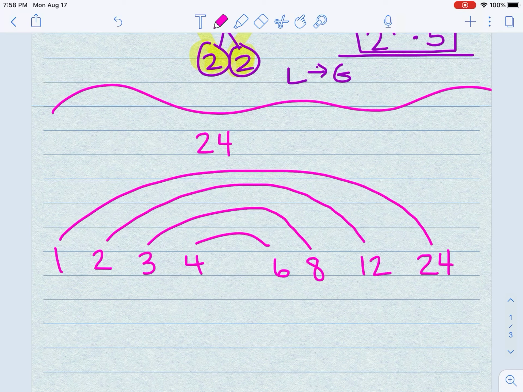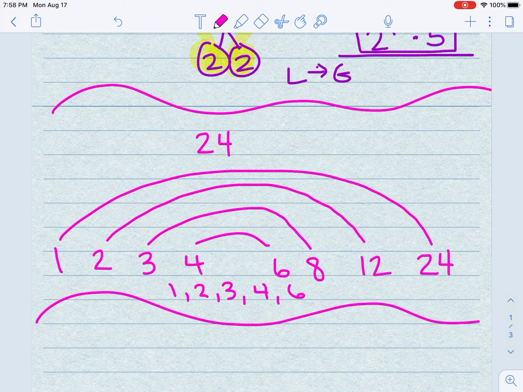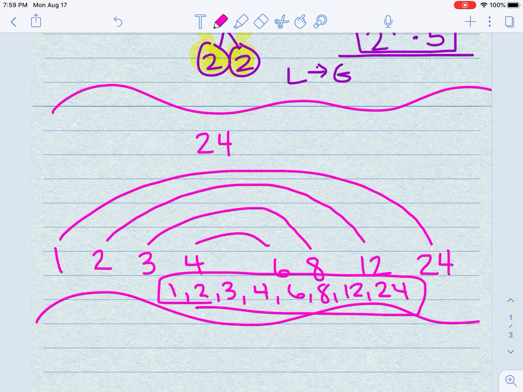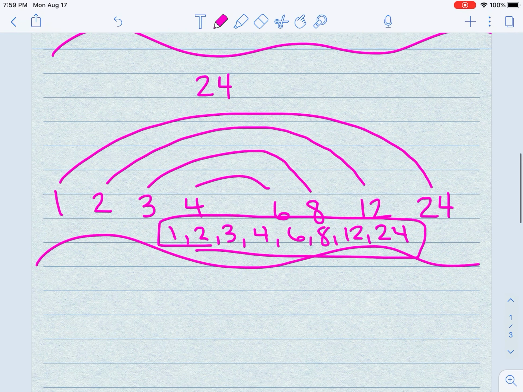That's a factor rainbow, and those are factor pairs. Let's try one more example of those. And then you would just list them on your paper like 1, 2, 3, 4, 6, 8, 12, and 24. But this is a method where you never miss the other pair because you're always connecting it with a rainbow. So you know you didn't miss the 8 because you knew 3 had to connect to something. You didn't miss the 12 because you knew 2 had to connect to something.